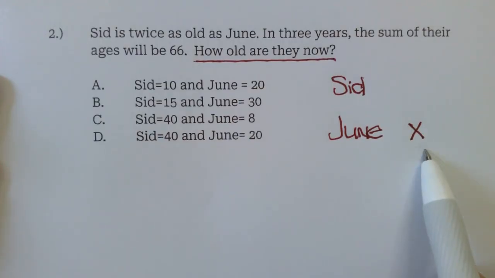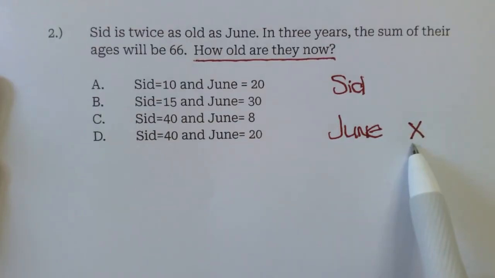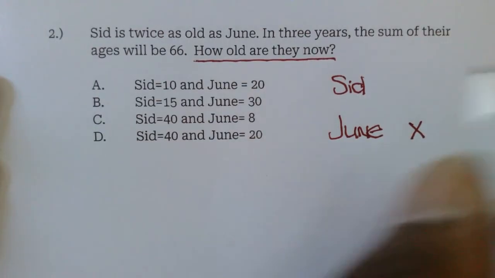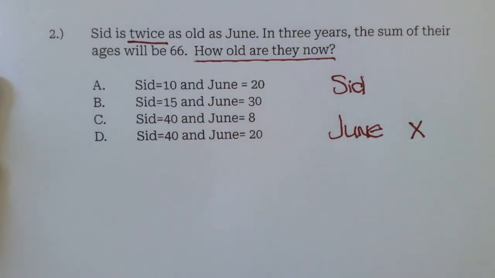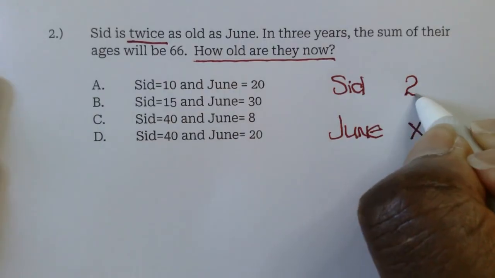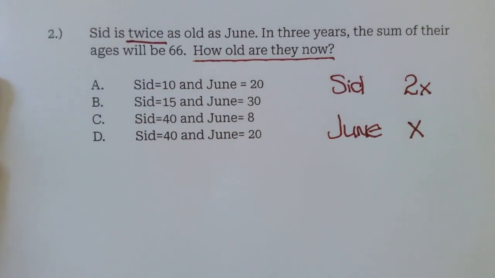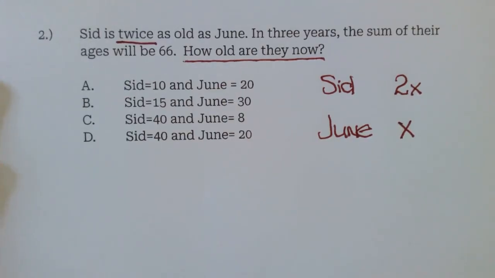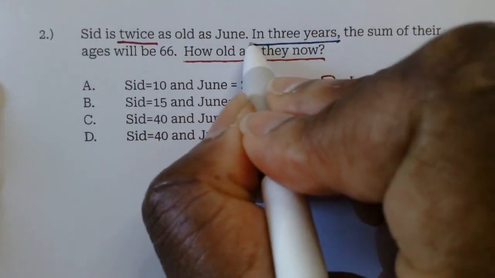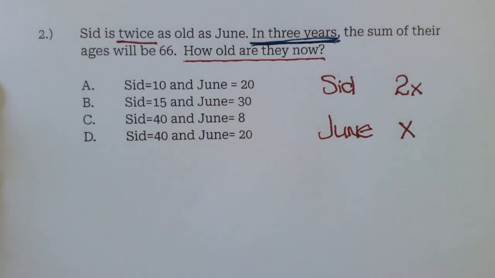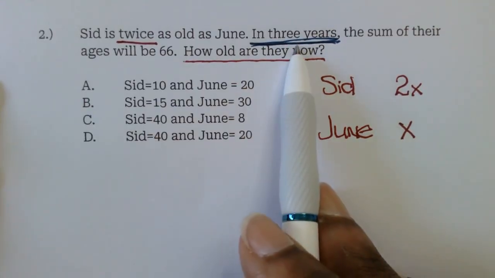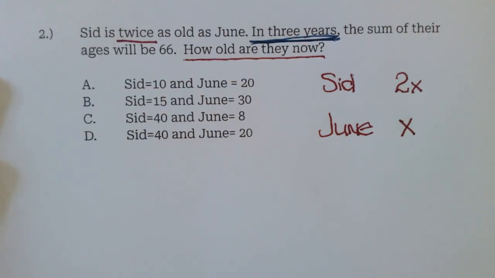If I wanted to make it a J, I could as well. But when you're testing, you want to make it as simple as possible. Now, Sid is twice as old as June. Twice, that's an operation, which means you're multiplying by 2. Now they're giving us a little bit extra, and the little extra is: in 3 years. That's an operation as well. So in 3 years, are we adding 3 or are we subtracting 3?